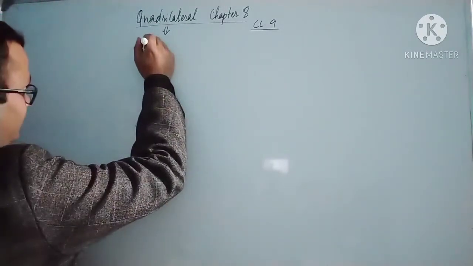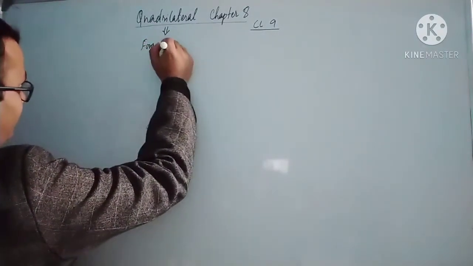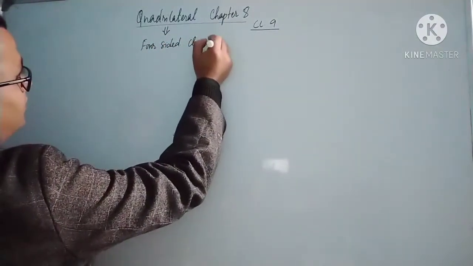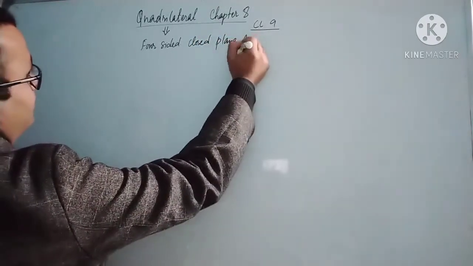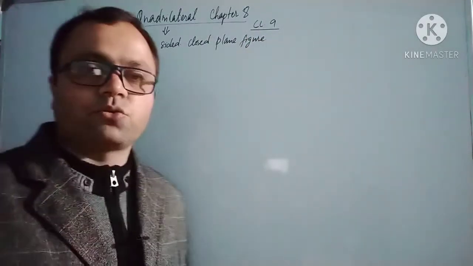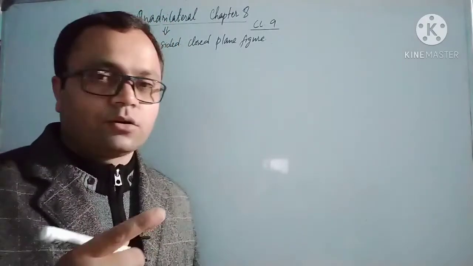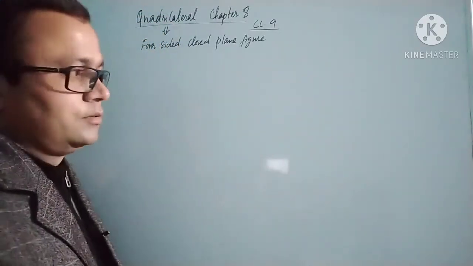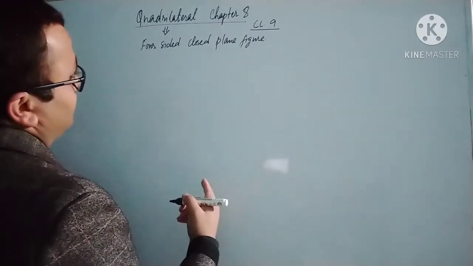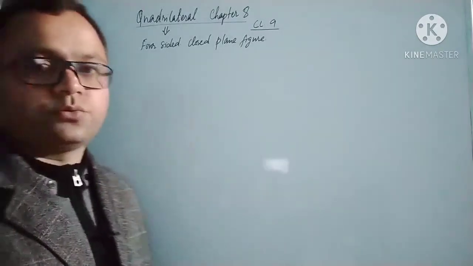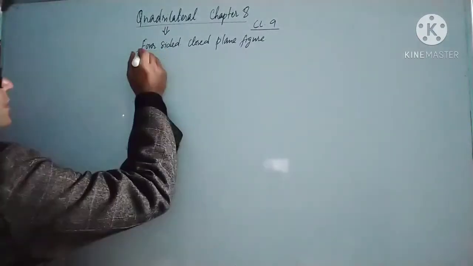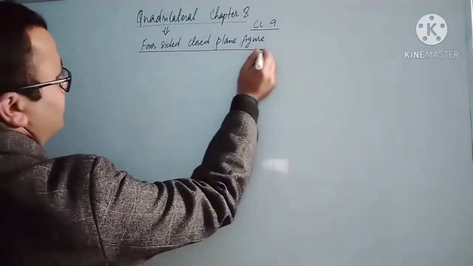Quadrilateral is a four-sided closed plane figure. Four-sided closed plane figure is quadrilateral. Quad means four. So four-sided means quadrilateral has four sides as well as four angles. So this is the definition of quadrilateral. Four-sided closed plane figure is the quadrilateral.